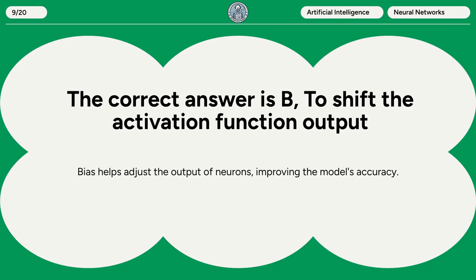The correct answer is B. To shift the activation function output. Bias helps adjust the output of neurons, improving the model's accuracy.